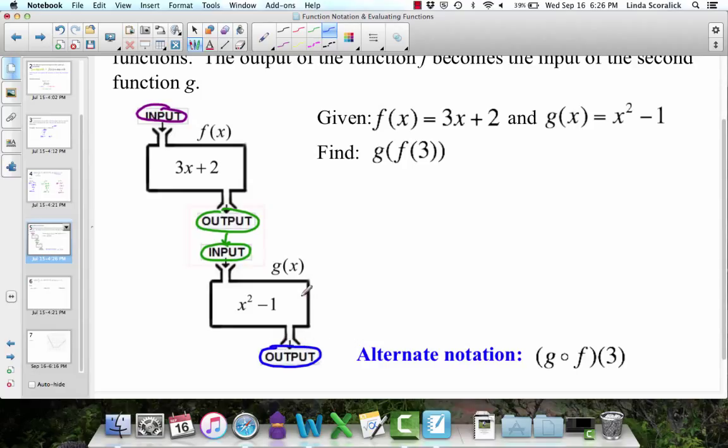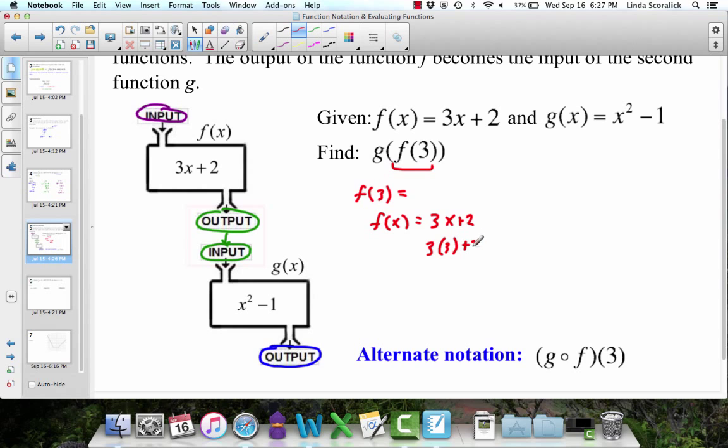So basically, composition of functions is about taking an input and performing actions on it and getting an output, and then using that output as the input for a new machine. So for example here, we're given f of x equals 3x plus 2 and g of x equals x squared minus 1. We want to find g of f of 3. So what we're going to do is we start here and we find the f of 3 first. Well, f of 3 would require us to use f of x, which is 3x plus 2.